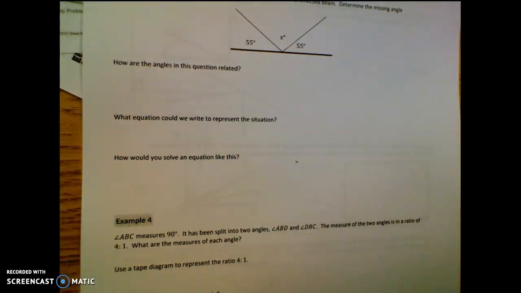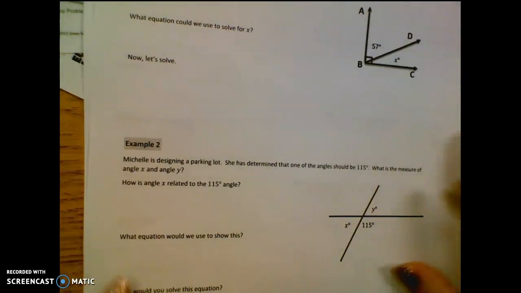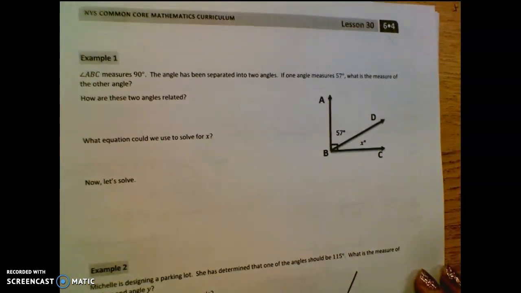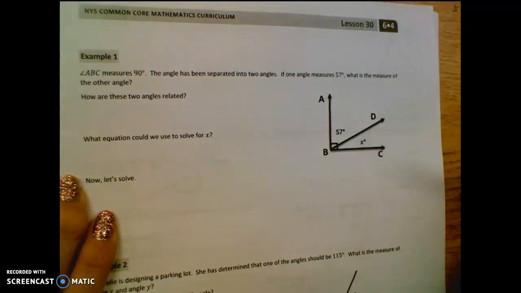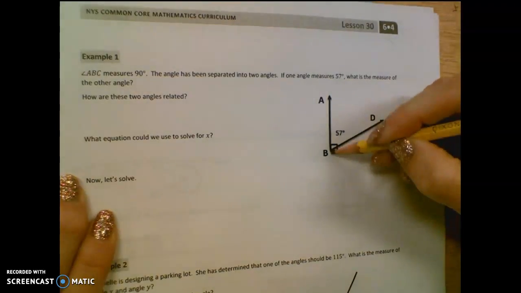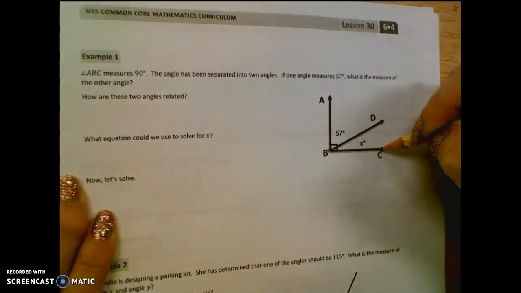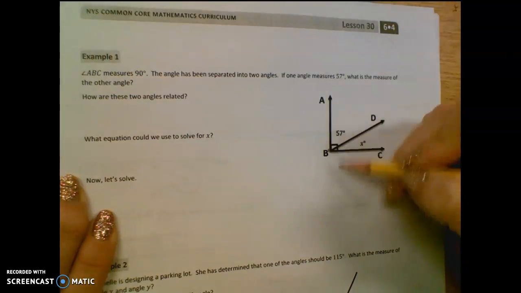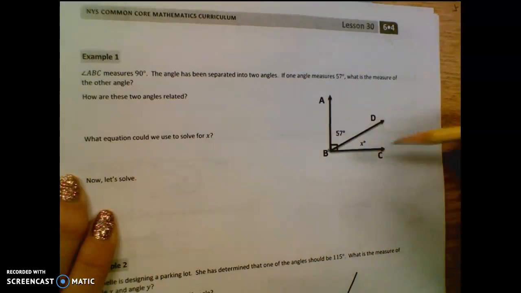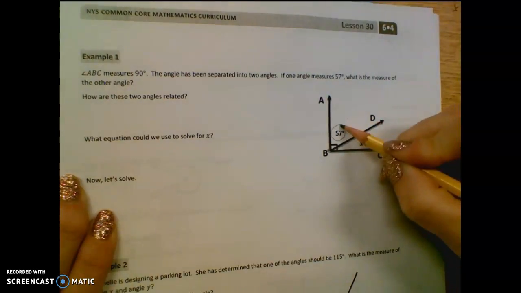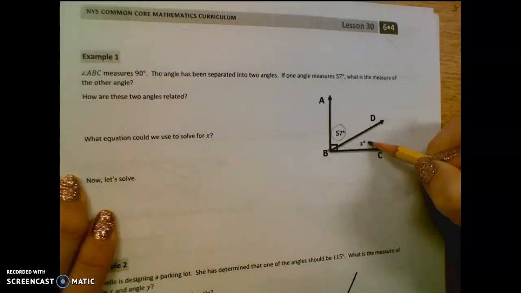All right, after you have that glued in, push pause until you do, come back and join me and we will work through these examples. So here's example 1. This means angle ABC. When you read an angle, you start here, A, B is the vertex or the corner, and then it goes out to C. So they're talking about this angle right here. It measures 90 degrees. The angle has been separated into two angles. If one angle measures 57 degrees, what is the measure of the other angle?